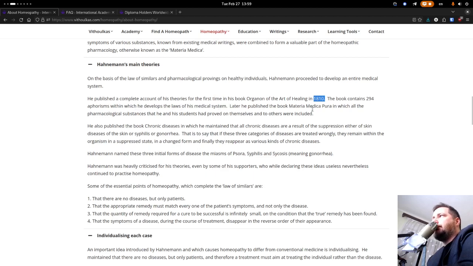Later he published the book Materia Medica Pura, in which all the pharmacological substances that he and his students had proved on themselves and on others were included. So Hahnemann was a master alchemist, a master of all the sciences of the time, and probably an occultist, and someone who was initiated into maybe secret societies, and I think that's how he came up with this method, or rediscovered this method, which probably existed before him. But this is the one where homeopathy was officially founded.